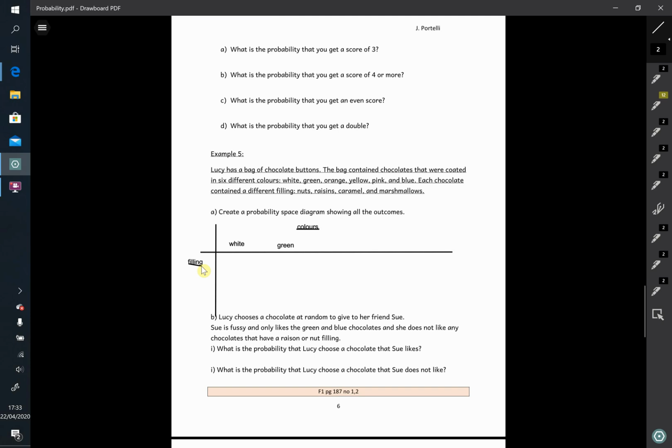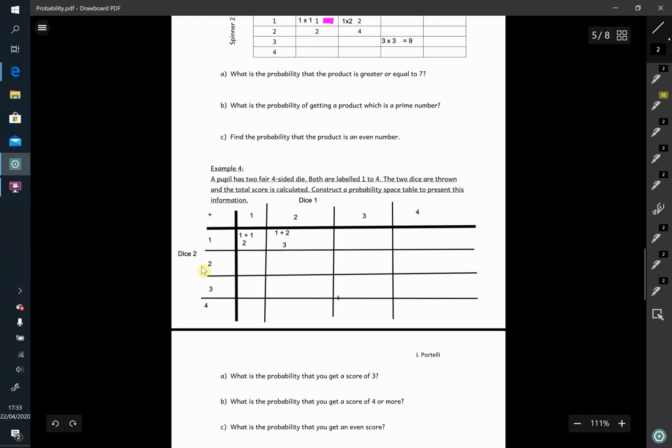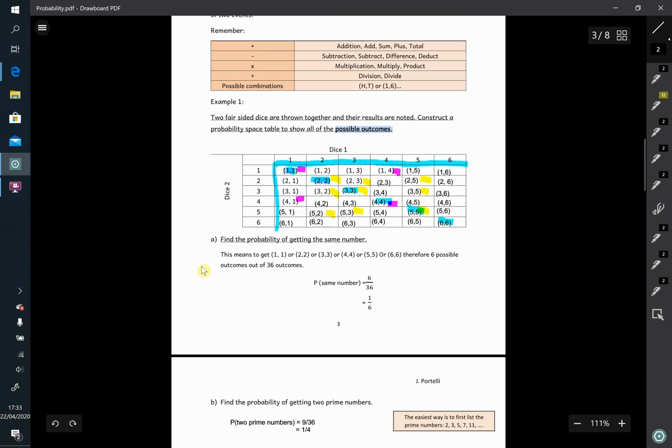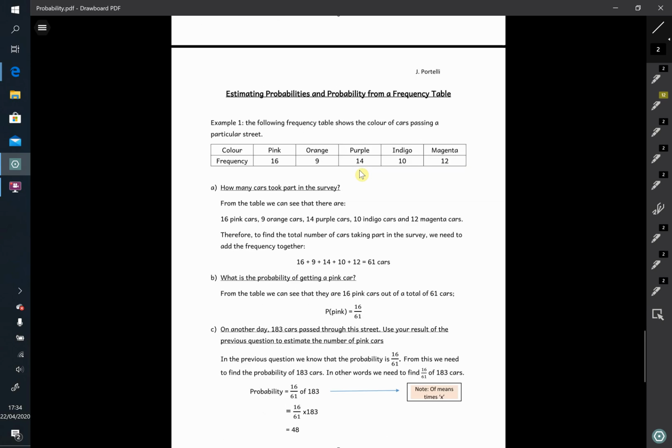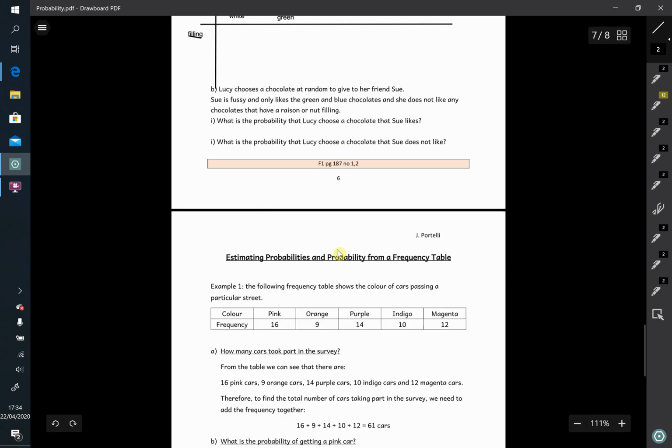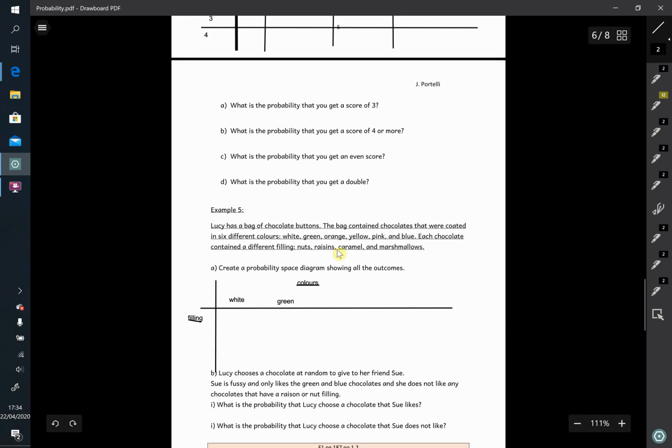All right, guys, that is it for today's lesson. You have to complete all of the handout, and you also have Formula 1, page 187, numbers 1 and 2. You have quite a bit of work today, girls, but tomorrow, believe me, it's much, much less. This is the big bulk today, and Friday you have much less.